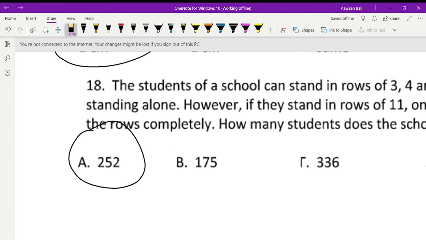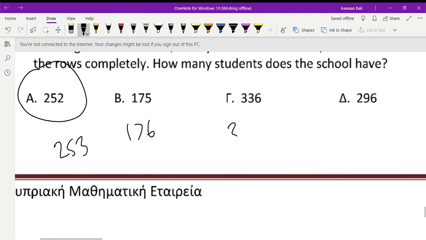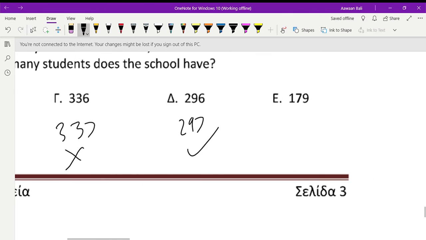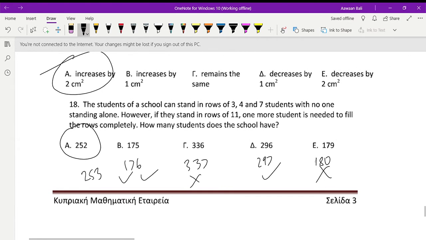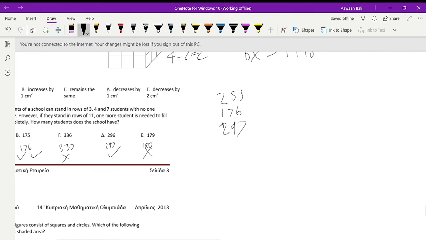So 253, yes, that works. 2 plus 3 is 5. 176, yes. 1 plus 6 is 7. 337 does not work. 297, yes. 2 plus 7 is 9. And 180, no, that does not work. So we have 253, 176, and 297. Now we check if it's divisible by 3.